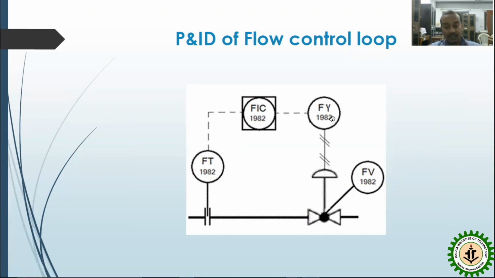This conversion is done by this flow auxiliary. The loop number is not changed. It is popularly known as an I2P converter, current to pressure converter, through which the 4 to 20 milliamp current signal from the controller output is converted into the pneumatic signal for the flow valve. So here you can see the flow valve is associated over here.